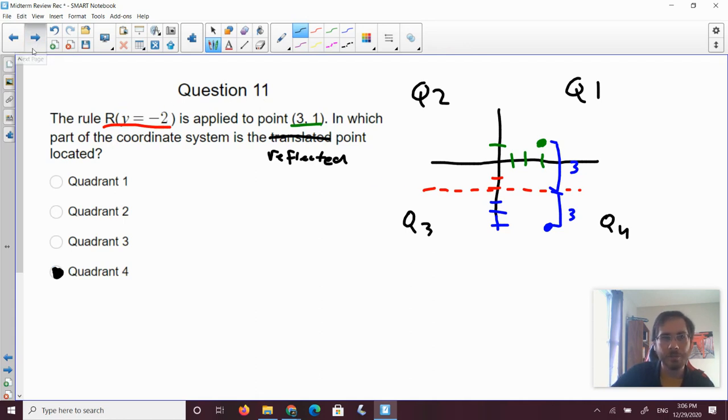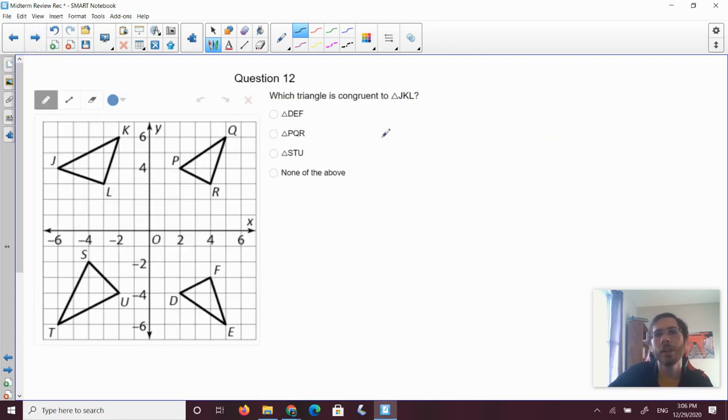For 12, which triangle is congruent to JKL? Well, let's check. So JKL, remember, if something is congruent, it's got to have the same shape and the same size. So if we checked from J to K, we've got 2 and 4. So something else is going to have that same 2 and 4 if it's going to be the same shape and the same size as JKL. So same shape would mean we need a 2 and a 4. Same size means we just need kind of that slope of 1/2.